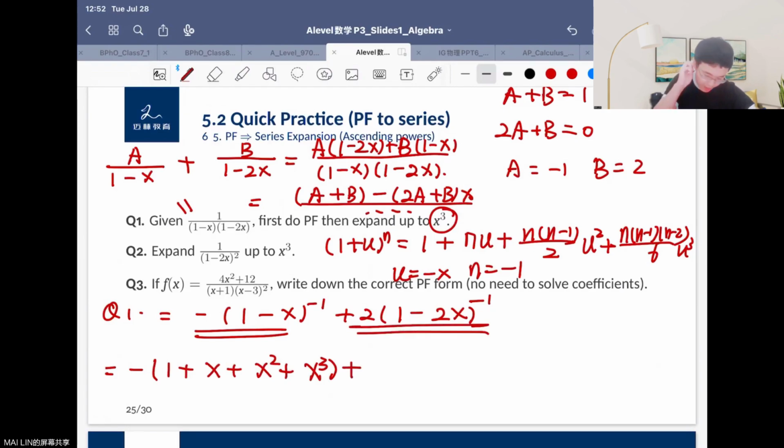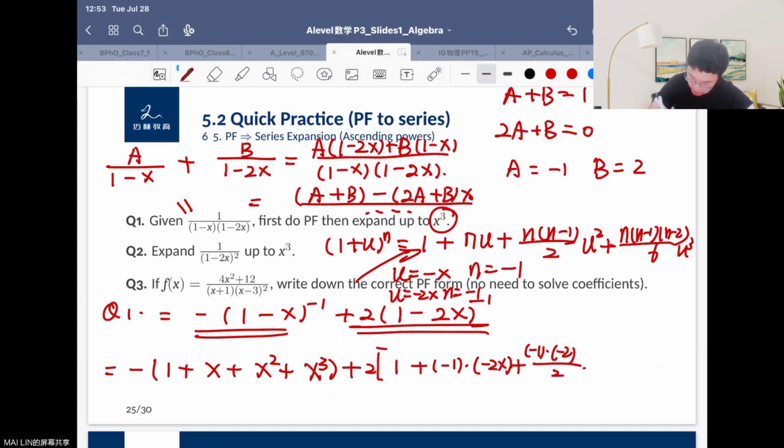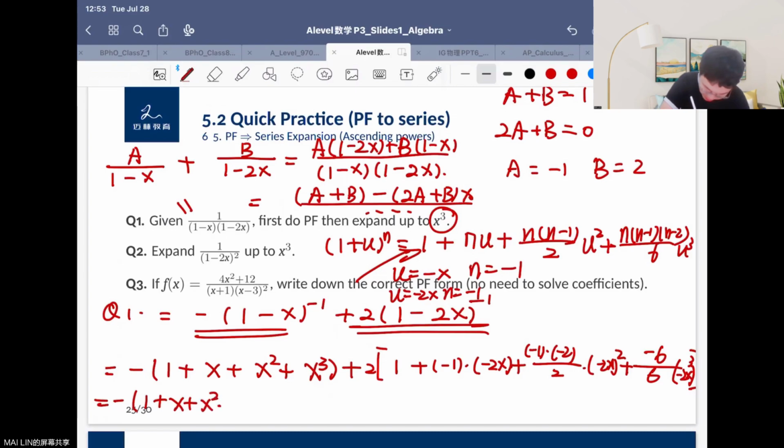And for the second equation, we can also expand it, right? So we can also say, 2 times, just here let u equal negative 2x and n equal negative 1, right? So just put into the formula, like here is 1 plus negative 1 times negative 2x, and then plus negative 1 times negative 2 over 2 times u squared, right? So here we can calculate u squared as negative 2x squared, right? And the last term is negative 6 over 6 times negative 2x cubed, right? So you can just expand it as negative 1 plus x squared plus x cubed.